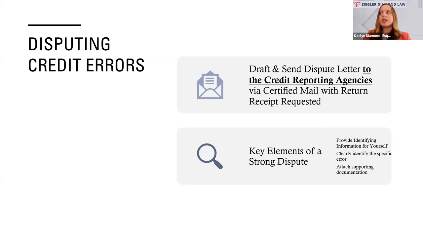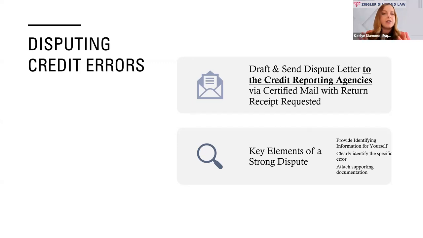So first, you are to draft and send a dispute letter to the credit reporting agencies, not the company who is shown on the trade line. For example, not Capital One or Portfolio Recovery. Instead, the law requires that these dispute letters go directly to the credit reporting agencies. We recommend you do that by certified mail with return receipt requested. Reason being, we will go over here momentarily.